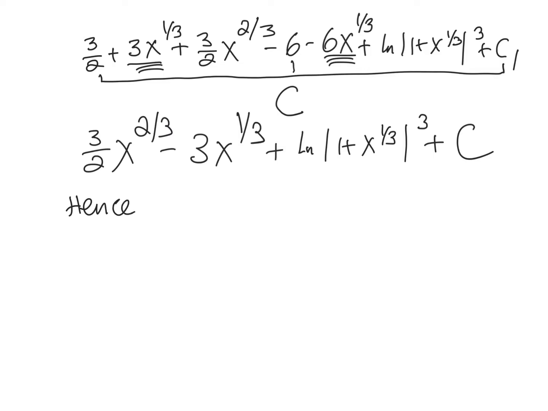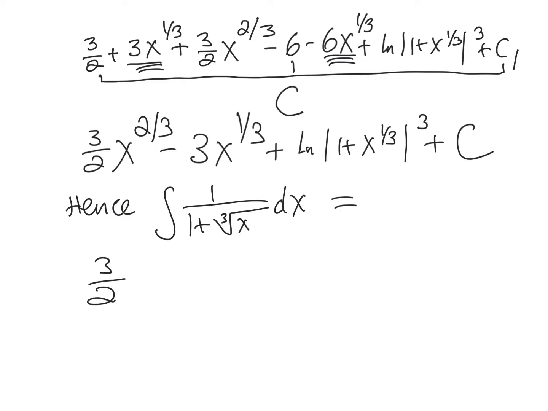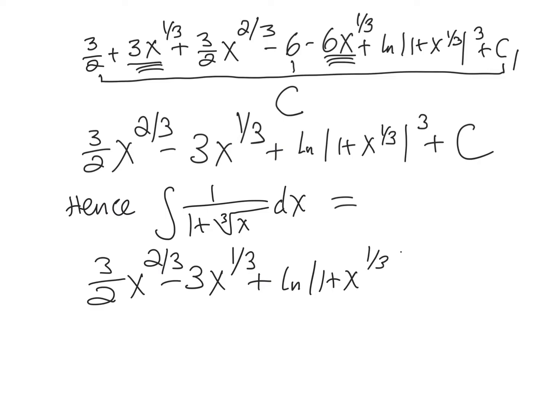And hence, we can summarize this: the integral of 1 divided by 1 plus the cube root of x equals 3/2 x to the 2/3 power minus 3x to the 1/3 power plus the natural log of absolute value of 1 plus x to the 1/3 cubed plus C.